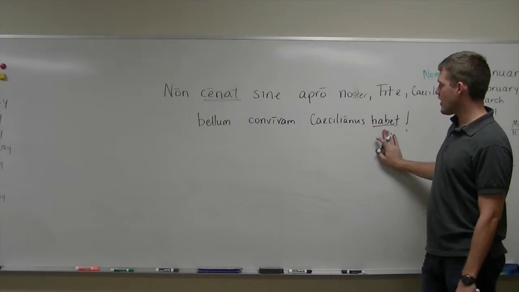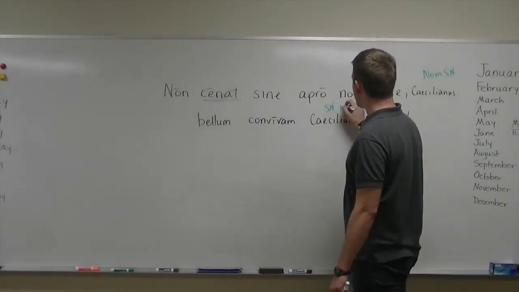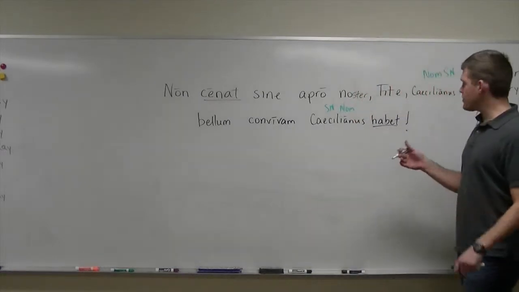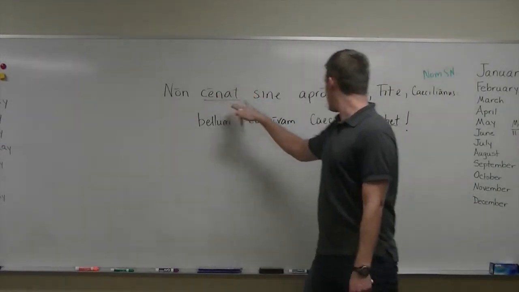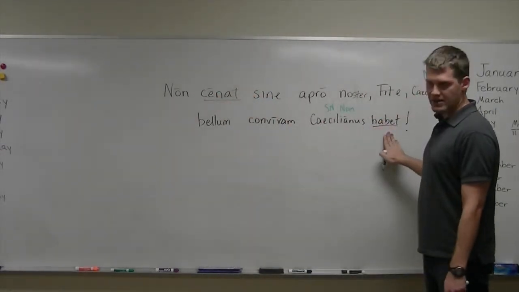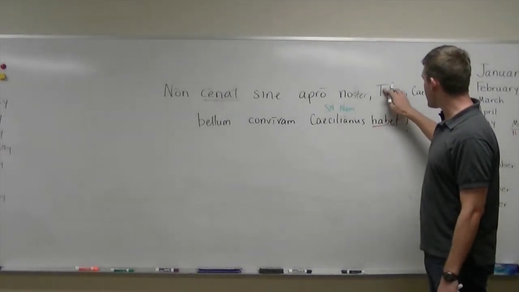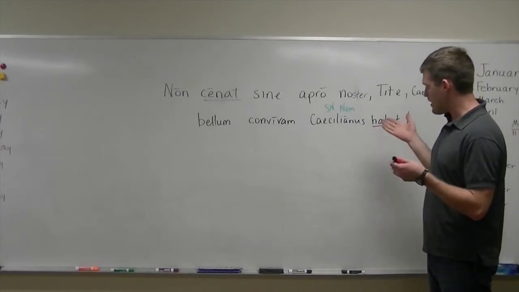What's the subject of habet? Cecilianus. Yeah, there he is again. Again, a nice little subject noun in the nominative. Okay. So for two simple sentences, we've got Caecilianus does not dine. Caecilianus has. Okay. And then let's see what we've got left. Now we can try to puzzle these out whatever way we want. Anything we can make sense of.